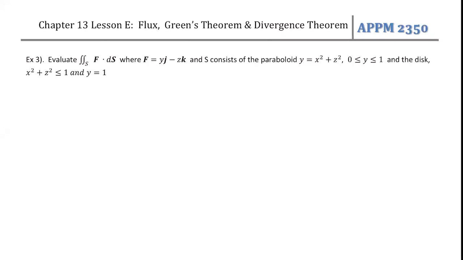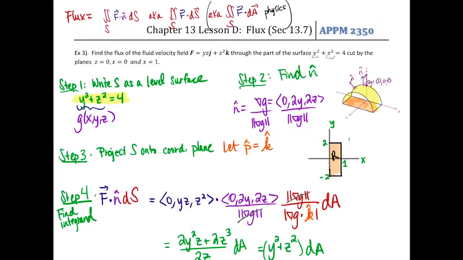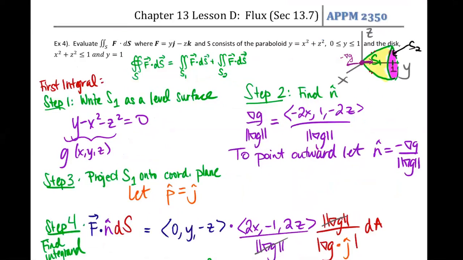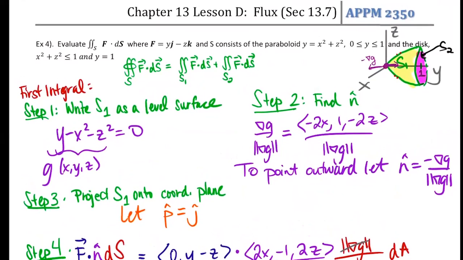Okay, so let's revisit this flux integral that we did last lesson. We had this vector field and then we were finding the flux across this paraboloid and the disk. Let me show you the picture from this. Here we go, where we had the bowl and then its lid.